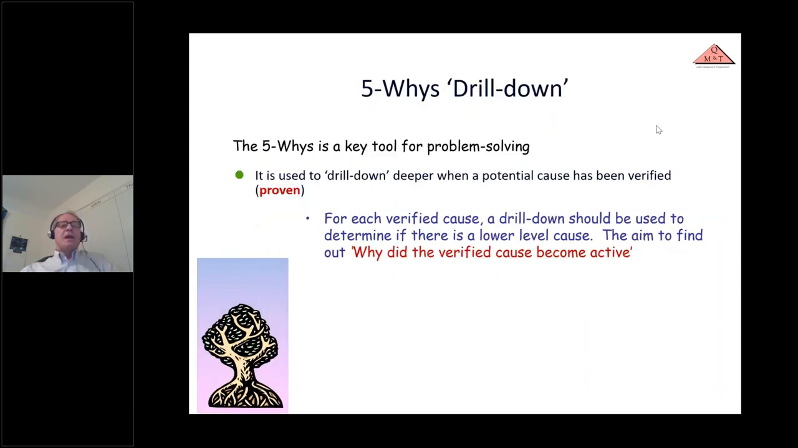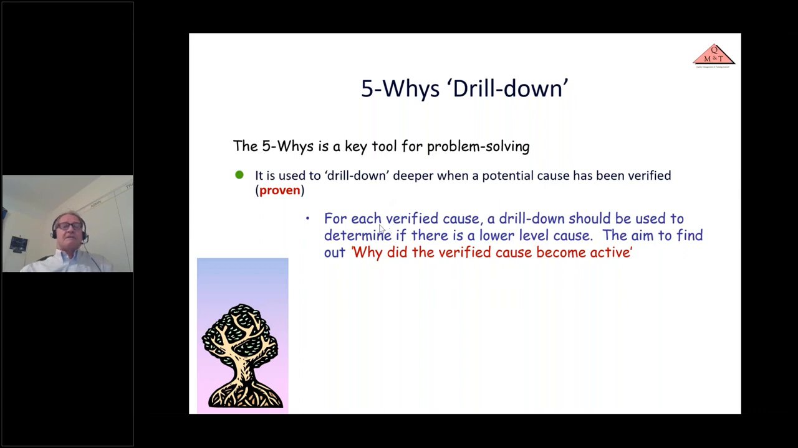When a cause has been verified, one of the most important tools in RCA is expected to be utilised, and this is the 5 why drill down. This is considered pretty much mandatory. It's a key tool for problem solving. It's used to drill down, to dig deeper when a potential cause has been verified or proven.